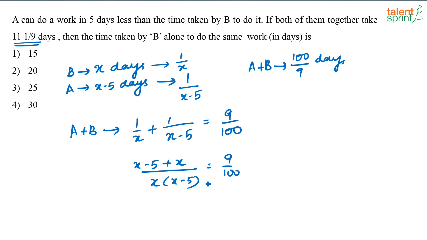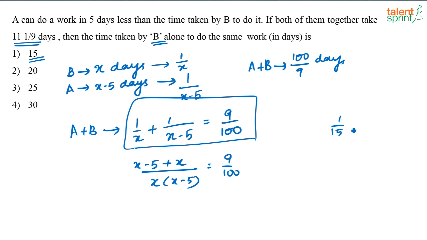So one thing that you can do at this point is check with the options. See, you have to find out the value of X, right? So try to see if X is 15 will work. If I put X is 15, what will I get? I will get 1 by 15 plus 1 by 10. Now 1 by 15 plus 1 by 10 is in no way going to be 9 by 100, correct?